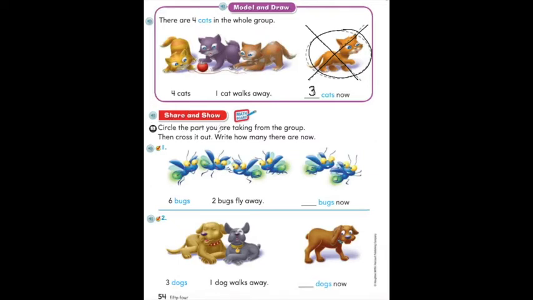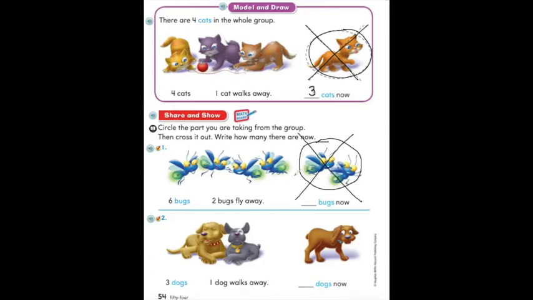Circle the part you are taking from the group. Then cross it out. Write how many there are now. Looking at number 1, it says there are 6 bugs and 2 bugs fly away. We have to find out how many bugs there are now. What we do know is that 2 bugs fly away. So let's circle 2 bugs. And then we're going to cross out those 2 bugs.